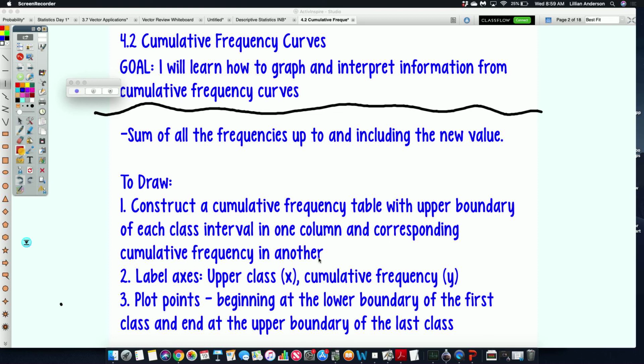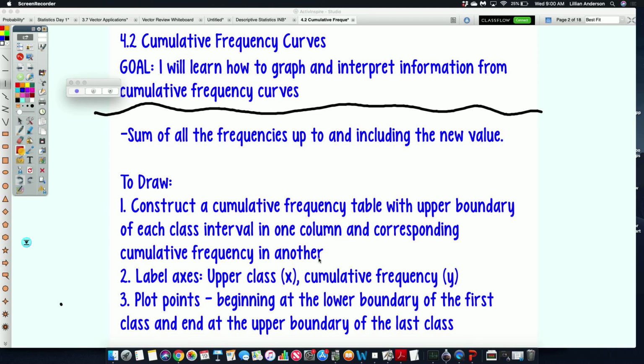The reason why it's called cumulative frequency curves is because it sums up all your frequencies up to and including any new values. Unlike your frequency table, which just tells you how many pieces are in each class, the cumulative frequency will actually add up each frequency. To construct a cumulative frequency curve, you want to construct a cumulative frequency table with the upper boundaries of each class interval in one column and the corresponding cumulative frequencies in the other.